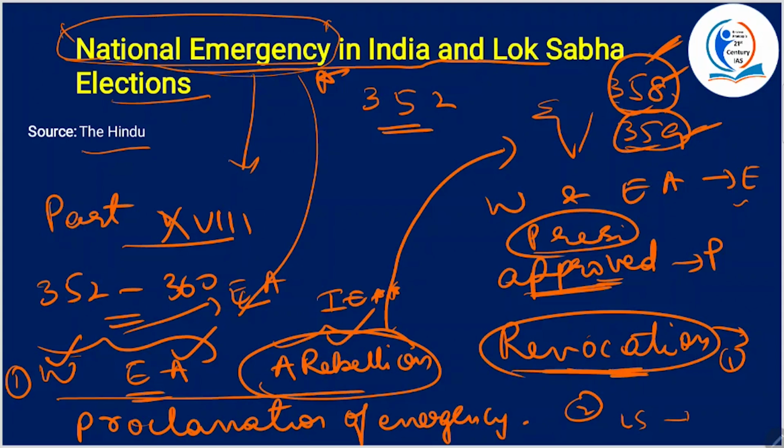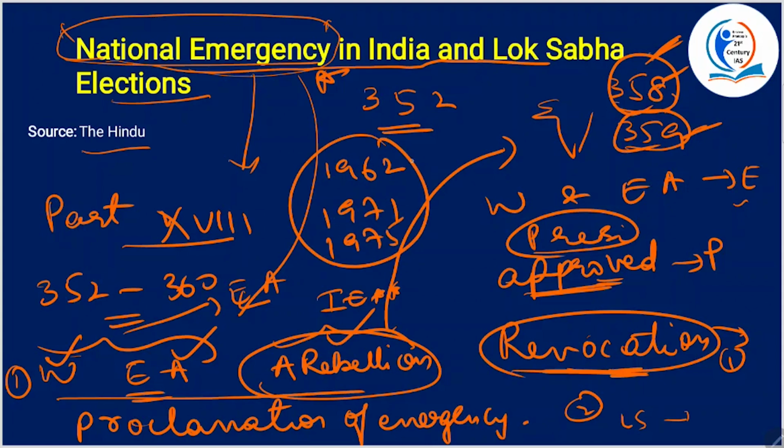National emergency has been proclaimed in Indian history in 1962, 1971 and 1975. In 1962, it was because there was war with China. In 1971, war with Pakistan, and in 1975 there were internal disturbances. Now internal disturbances is removed and the word armed rebellion is in place.